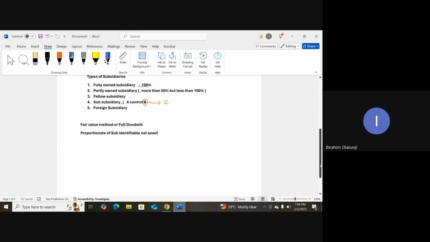Number two, when you draw the group structure, is to do the computation of what? Net asset of the subsidiary. That is step two. After the group structure, go ahead and do the computation of net asset of the subsidiary. Number three is that you have to compute for what? Goodwill on acquisition.